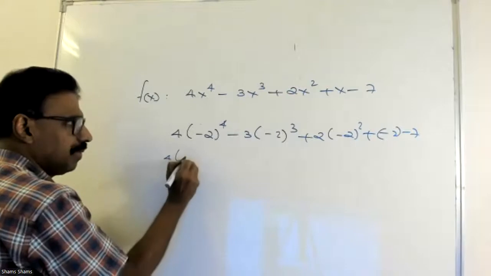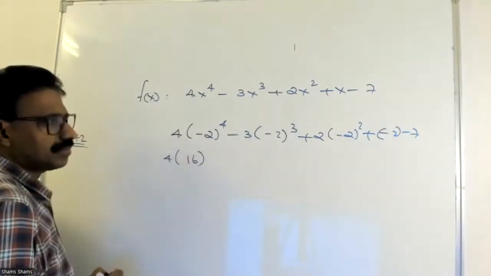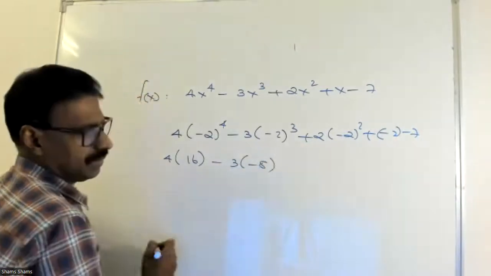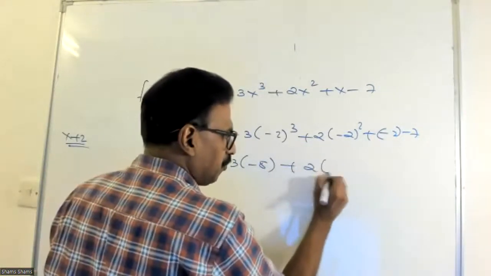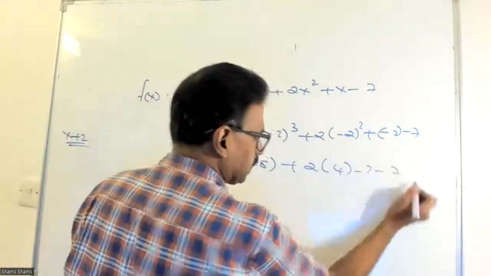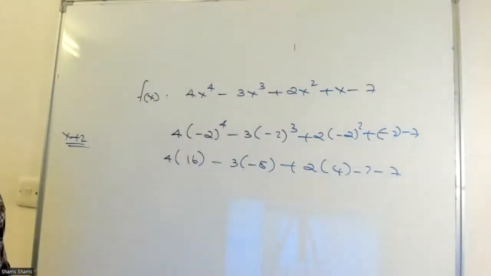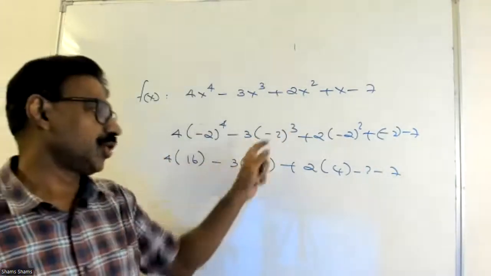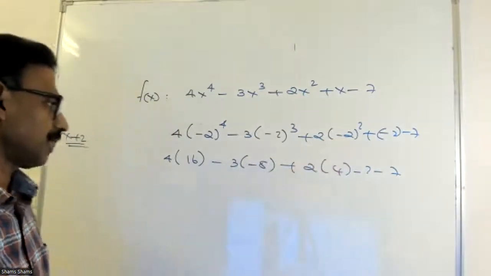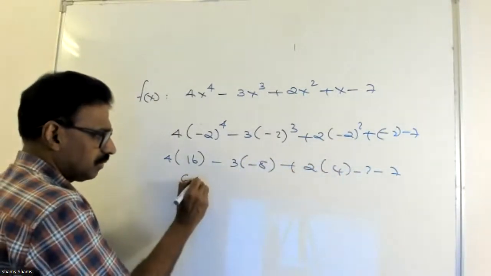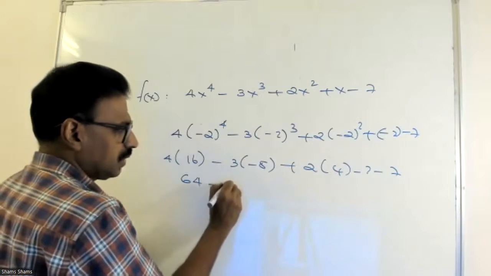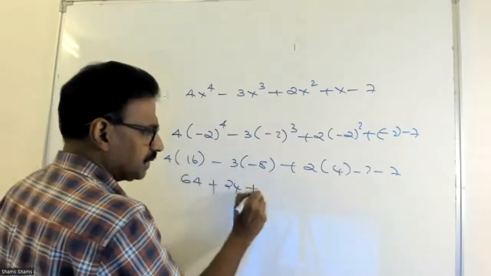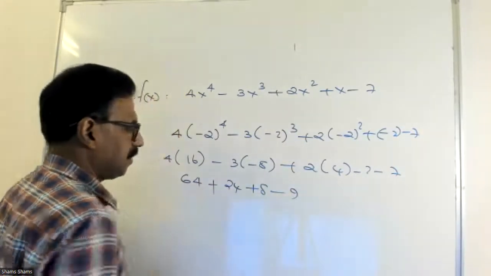Okay, 4 into 16. Correct? Yes, sir. Then minus 3 into minus 8, plus 2 into 4, minus 2, minus 7. Check where your mistake is, because minus 2 raised to 4 is 16, positive. Minus 2 cube is minus 8. Minus 2 square is 4. Okay, 64, plus 24. Why? Minus 3 into minus 8 is plus 24. Plus 8, minus 9.